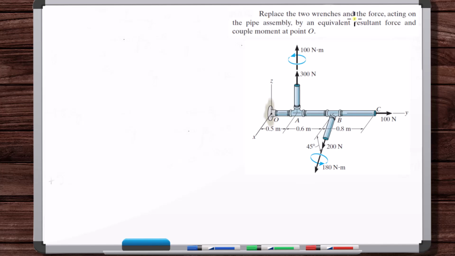Replace the two wrenches and the force acting on the pipe assembly by an equivalent resultant force and couple moment at point O. So we've got these two wrenches here and this force. We want to replace all of this by an equivalent force and couple at point O. So wrenches, what's a wrench?